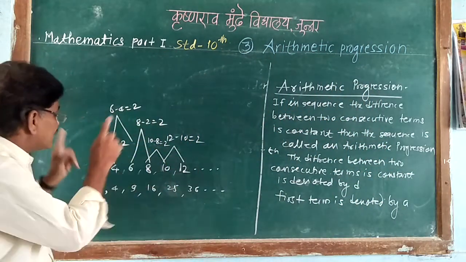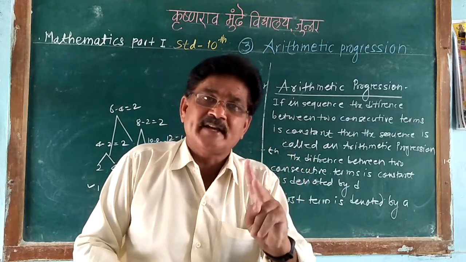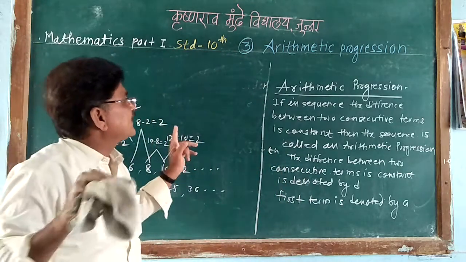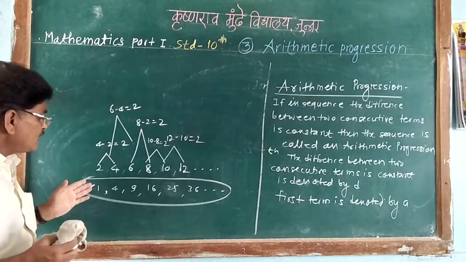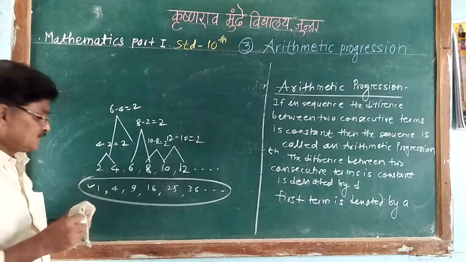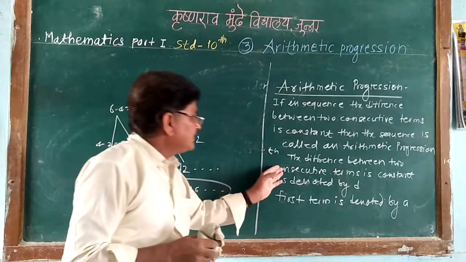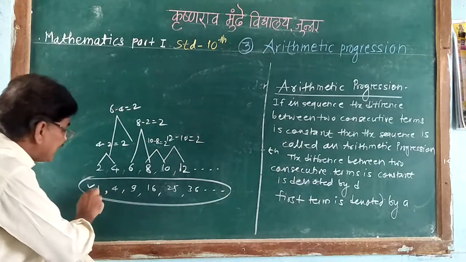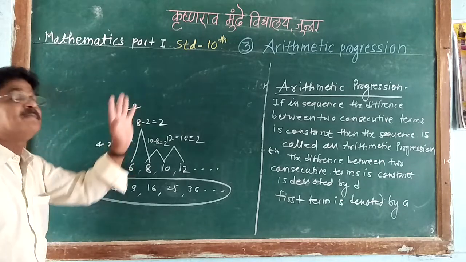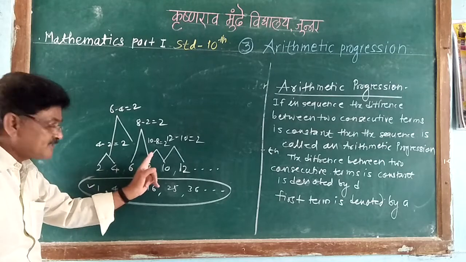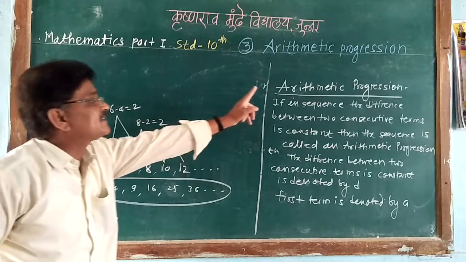या ठिकाणी क्रमगत दोन संख्येमधील फरक स्थिर आहे, म्हणून याला आपण काय म्हणतो? अरिथमेटिक प्रोग्रेशन. But in this example, the differences are not constant. Difference between any two consecutive terms is not constant. दोन क्रमगत संख्यांमधील फरक स्थिर नाही. इथं मात्र स्थिर आहे, इथं स्थिर नाही. म्हणून this sequence is not arithmetic progression.